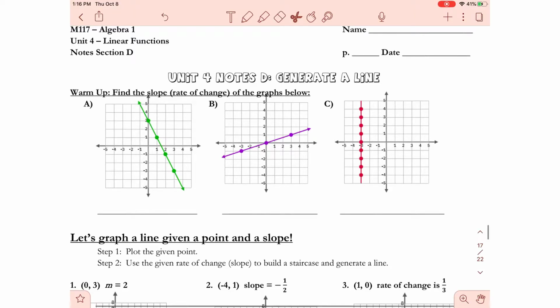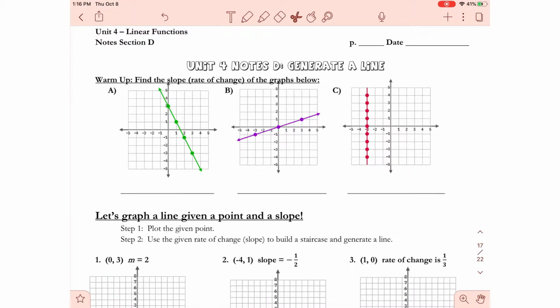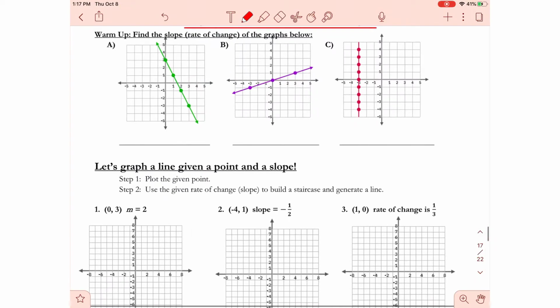Hey guys, here we are in Unit 4, Section D, and we're going to talk about these notes today. These notes topics are generating a line. All right, so the last time we talked, we learned about slope and counting rise over run to find the slope of a line. Today, I am going to give you a point, and then I'm going to give you a slope or a rate of change, and you are going to use that information to generate a line.